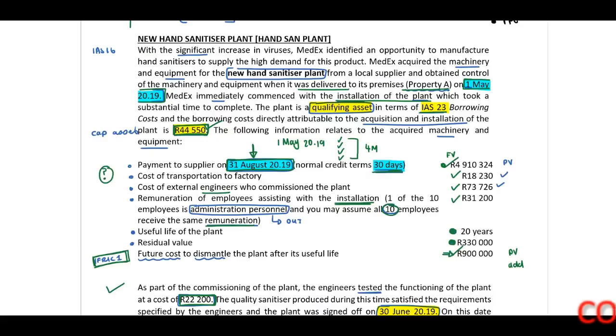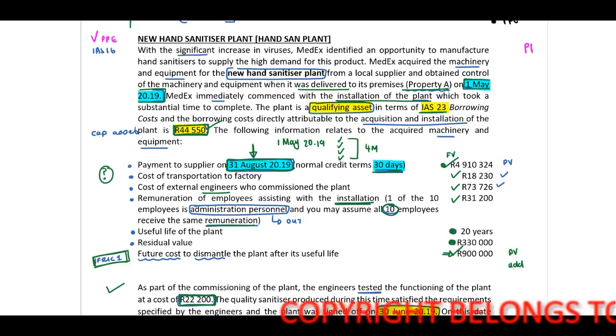Right, we have transferred all of the details relating to our hand sanitizer plant to our PPE note. Okay, so before we move on, let's just recap. What do we need to do? We need to prepare our PPE note.